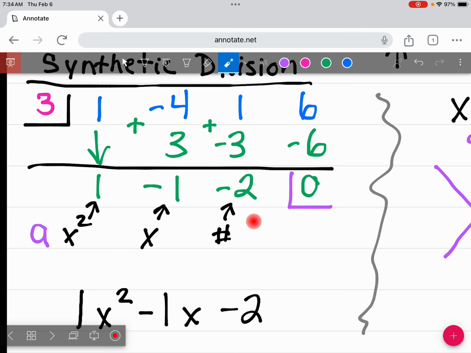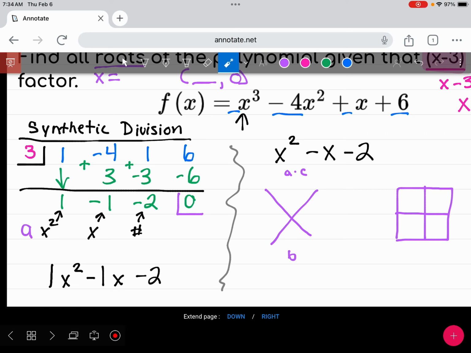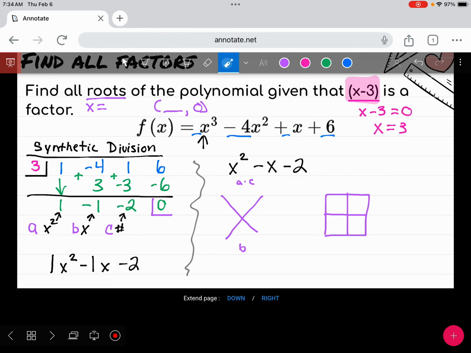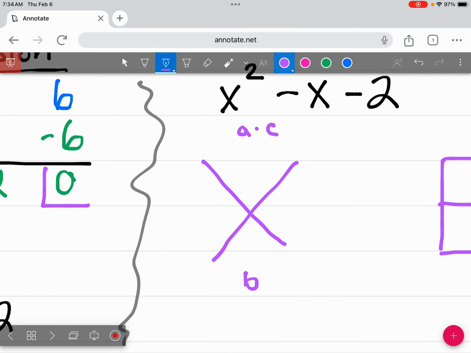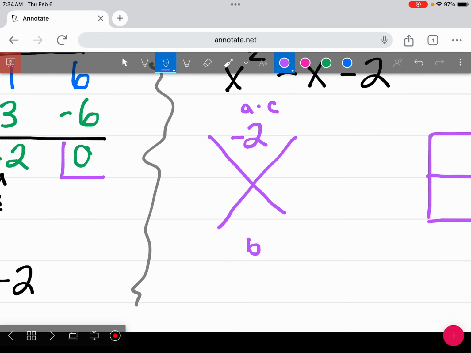Factor it fully. But we're trying to find all the roots of the equation. And we need all the roots, which means I need to know the roots of this too, so we've got to keep going and keep factoring. So we're factoring fully. My a is the 1 and my c is the minus 2. We're looking for a pair of numbers that multiply to make negative 2 and add to make negative 1. That's my b. So what pair of numbers is going to multiply to make negative 2 and add to make negative 1?